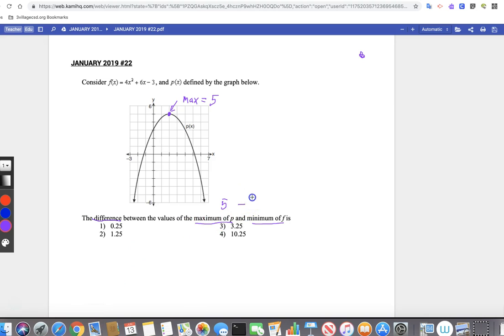And so now if we subtract that minimum value of negative 5.25 from the maximum of p, which was 5, we will get 10.25, which is answer choice 4.